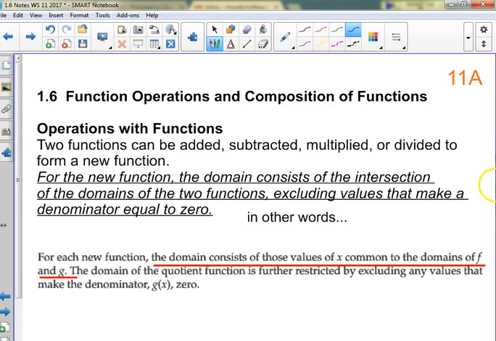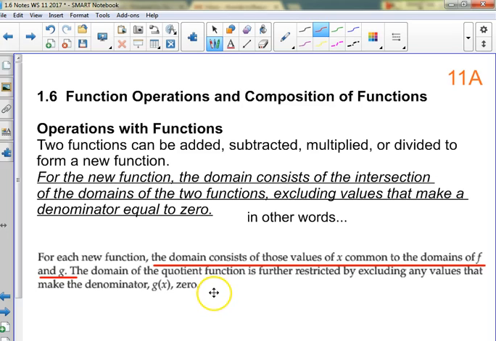Okay, operations with functions and composition of functions. The notation can be a little bit tricky for students, but in general, I don't think this is a hard lesson, except for the domain restrictions continue to trick people.